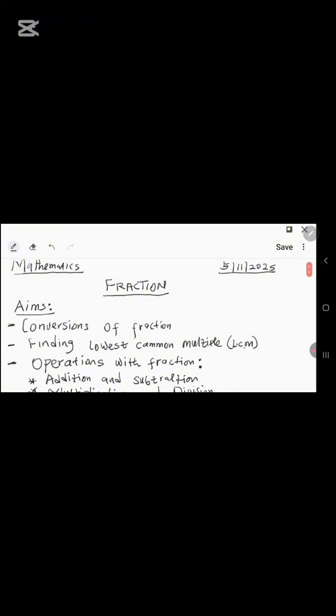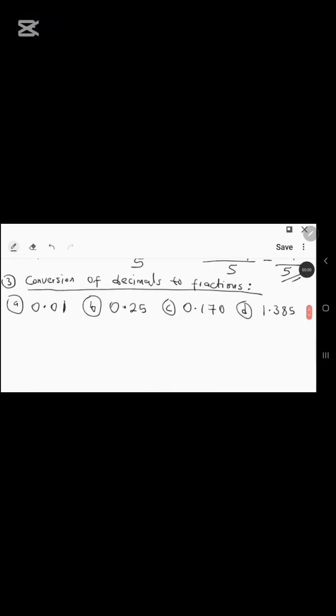Today marks 5th November 2025 and we'll continue with fractions. Okay, now conversion of decimals to fractions. Some people seem to get this very confused, because decimal numbers can be converted into fractions. So, the solution for the first one.